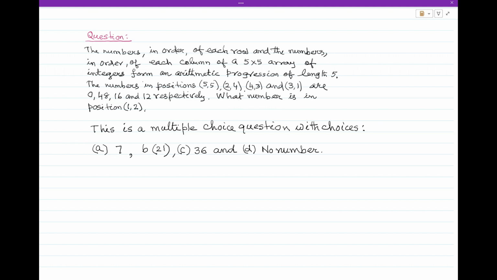This is a multiple choice question with choices. A is 7, B is 21, C is 36 and D no number.